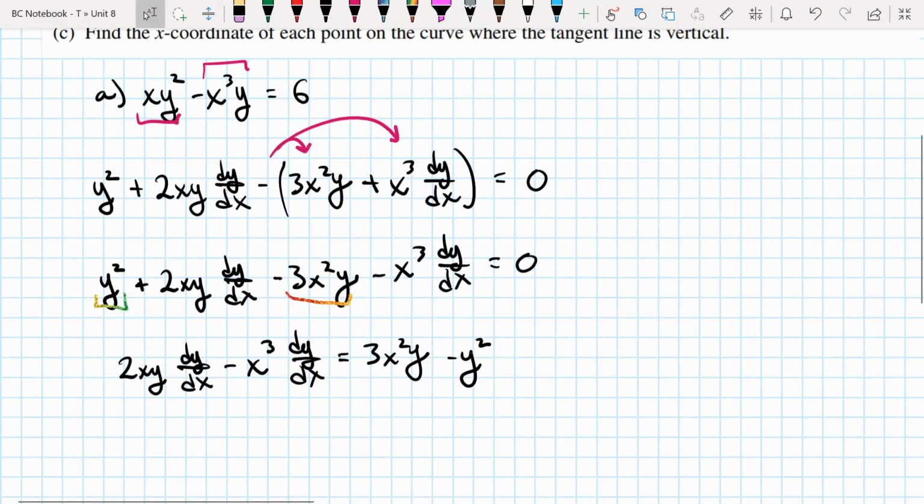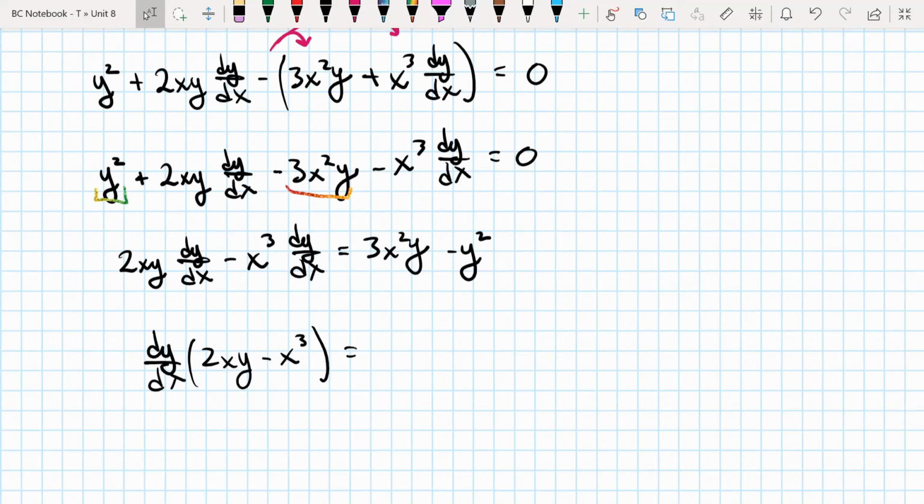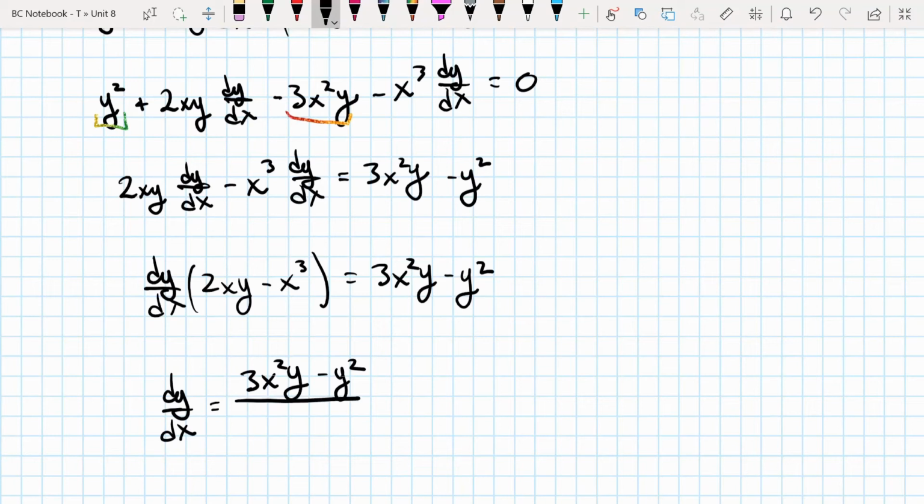Okay, now let's factor out a dy/dx from the left-hand side so we can isolate that term to wrap up this question. So we're going to factor out a dy/dx on the left-hand side. The right-hand side will stay the same. And now let's divide by 2xy minus x cubed. So dy/dx equals 3x squared times y minus y squared over 2xy minus x cubed.